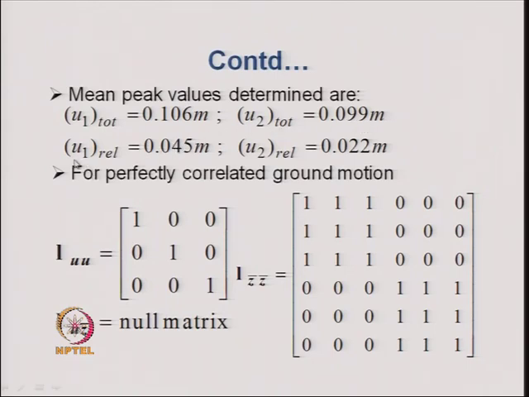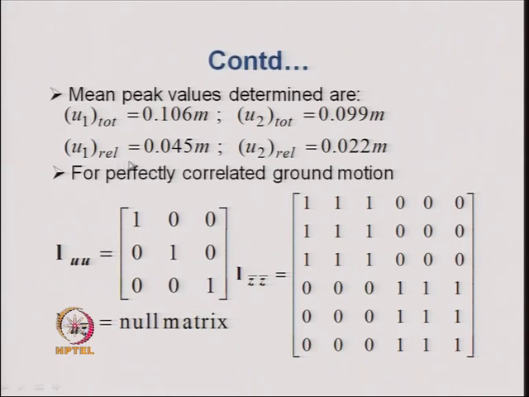When we obtained the relative displacement for the response 1, the mean peak value of the relative displacement came out to be 0.045, and for the second non-support degree of freedom, the mean peak value of the displacement came as 0.022. Note that we can obtain both the mean peak values of the total response and the mean peak value of the relative displacement. The mean peak value of the total displacement means the relative displacement plus the pseudostatic component, they are taken together, and for that we obtain the mean peak values.